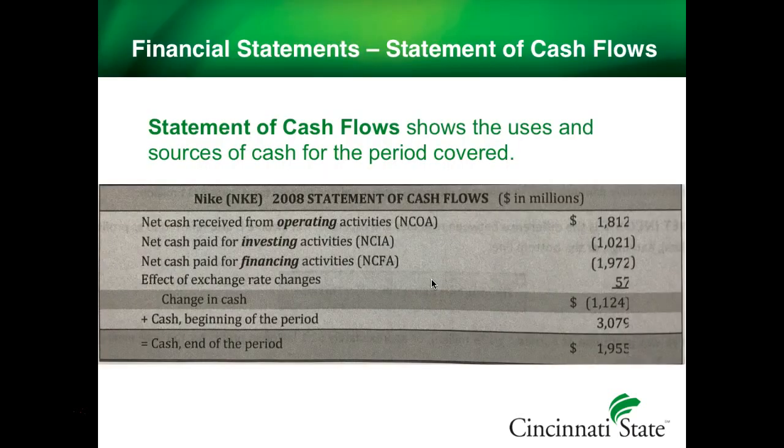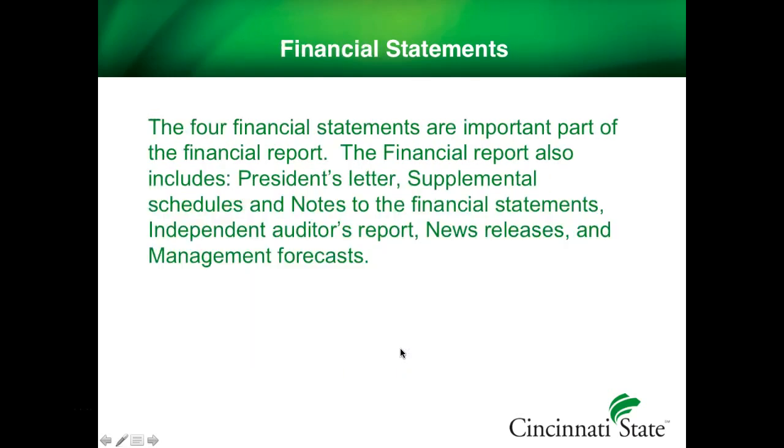Statement of cash flows shows the uses and sources of cash for the period covered. 3 different sources or uses of cash are discussed. They're resulting from operating, investing, and financing activities. The 4 financial statements are an important part of the financial report. The financial report also includes President's letter, supplemental schedule and notes, independent auditor's report, news releases, and management forecast. We will study into greater depth each one of the statements in later chapters of the course.